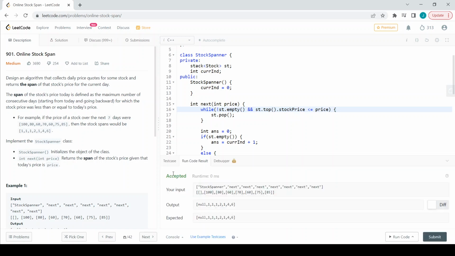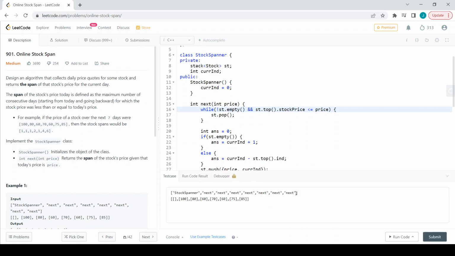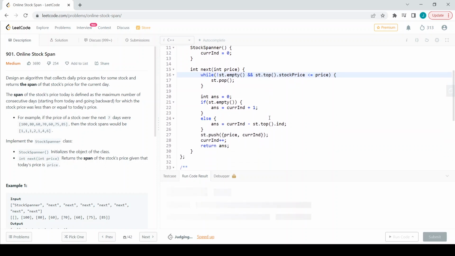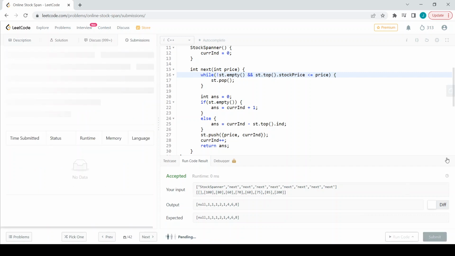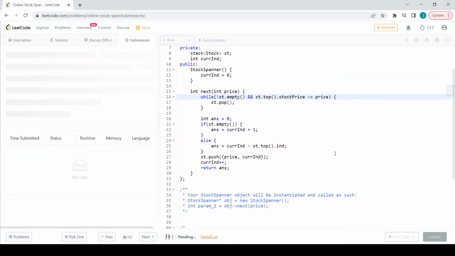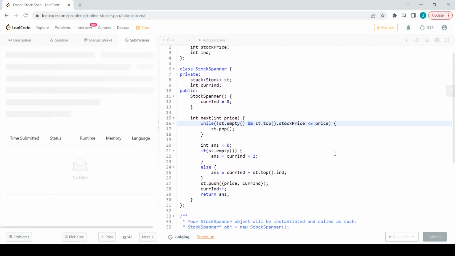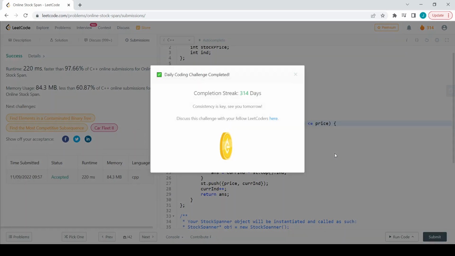Let us try to add one more stock price, so that it can be an example for our answer. I'm adding 200 in our case. If there is a 200, then my stack will definitely be empty, and my answer should be 8. Super, it gets accepted. So let us try to submit our code. Superb, it gets accepted. The time complexity for the solution will be order of n, and the space complexity is also order of n.